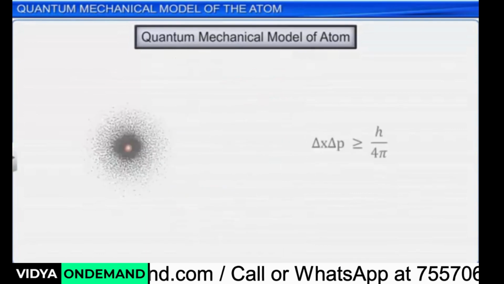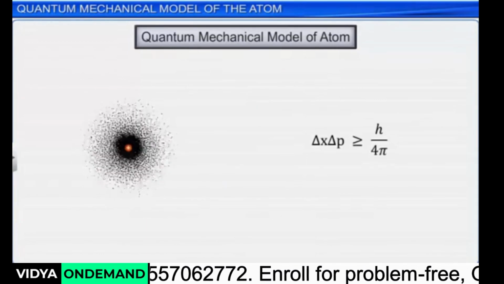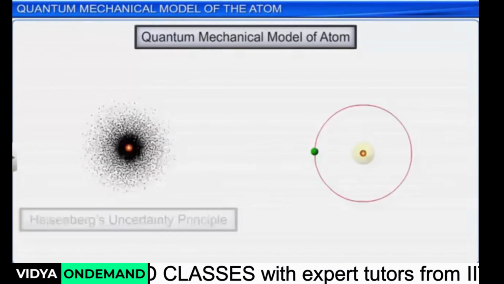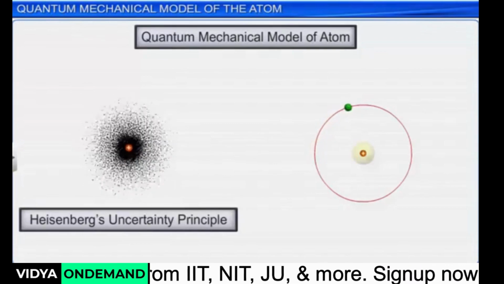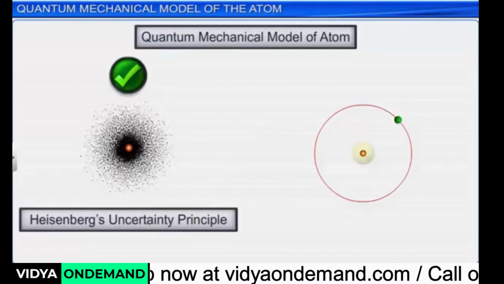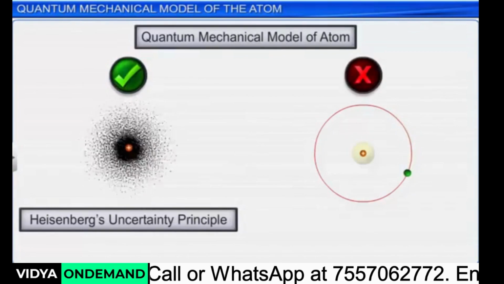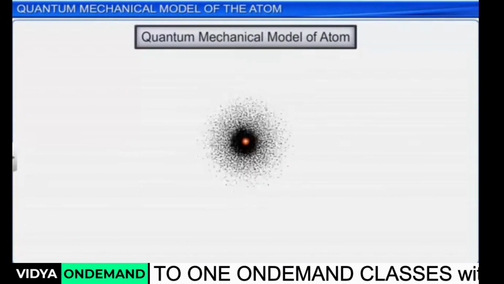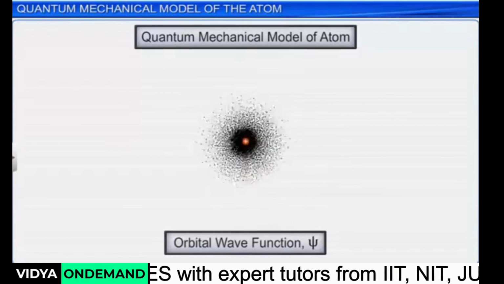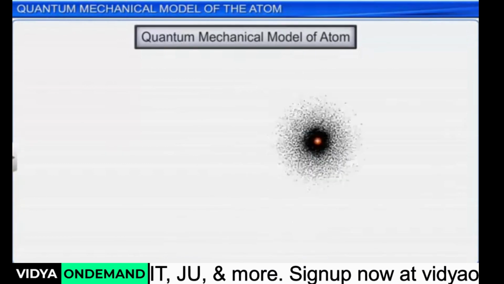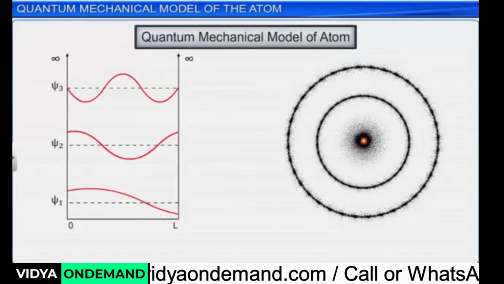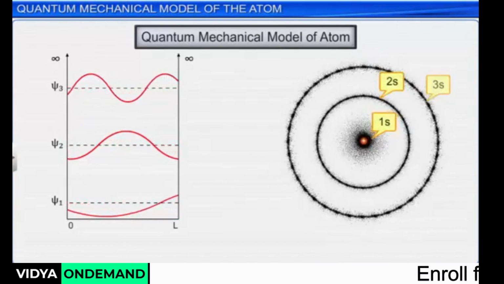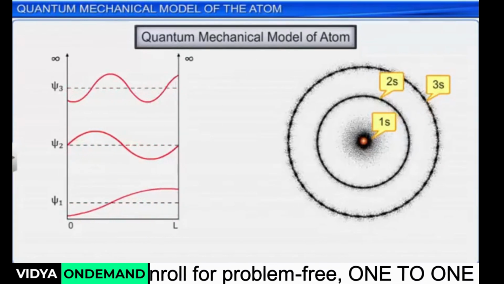The quantum mechanical model of atom supports the Heisenberg's uncertainty principle and says that one can only determine the probability of finding an electron at different points in the atom, but not its exact path. The atomic orbital for the electron is given by its orbital wave function psi. There are multiple atomic orbitals in an atom, as an electron can have many wave functions, each of which contains a maximum of 2 electrons.